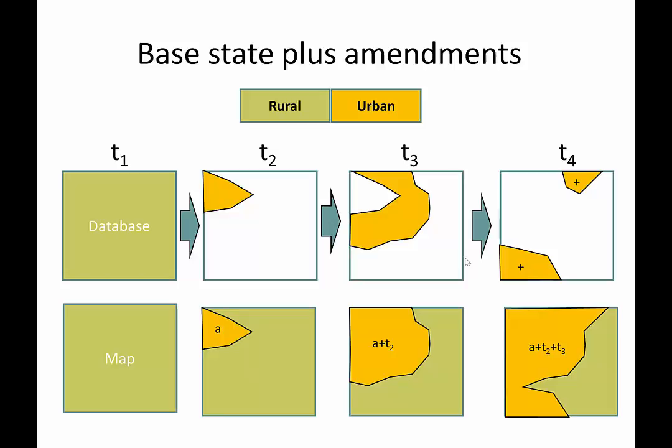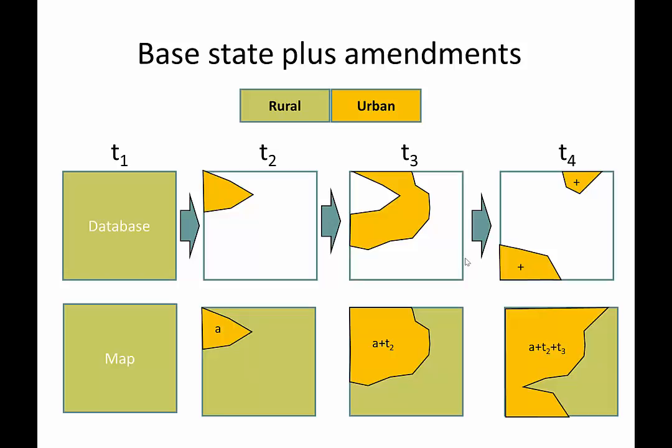We're starting off with our database. We've got 4 time periods. We start off with an entirely rural environment, and we're looking at urban expansion. So at time period 2, maybe this is every decade, this part has now become urban. So all we store is the polygon with a timestamp for when this became urban. Okay, the base state, so if we want time 2, we basically take this and overlay it onto this and apply the changes.